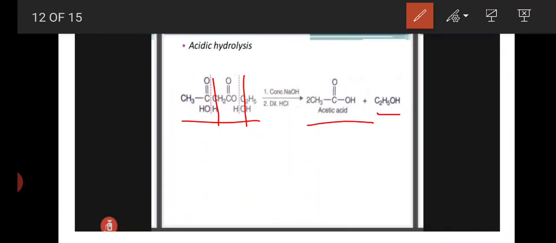This reaction occurs in the presence of concentrated sodium hydroxide and hydrochloric acid. That's why it is called acidic hydrolysis. In acidic hydrolysis, ethyl acetoacetate is converted to 2 moles of acetic acid and loses 1 ethyl alcohol. Here we are taking 2 moles of water. This reaction occurs in the presence of concentrated sodium hydroxide and dilute hydrochloric acid.